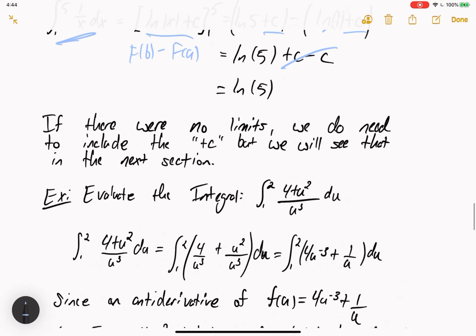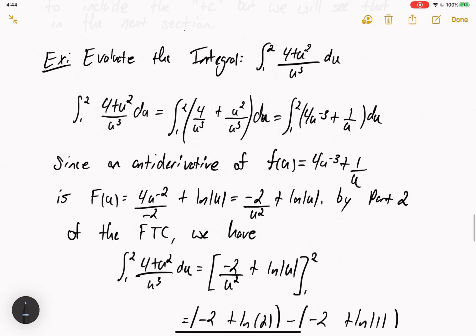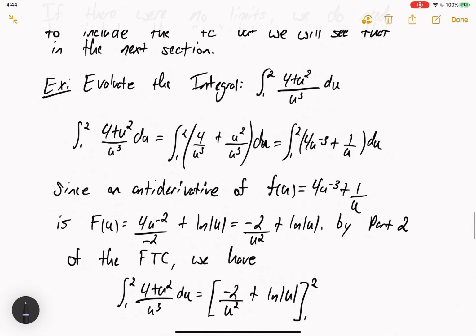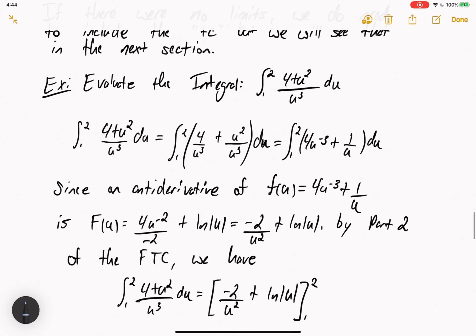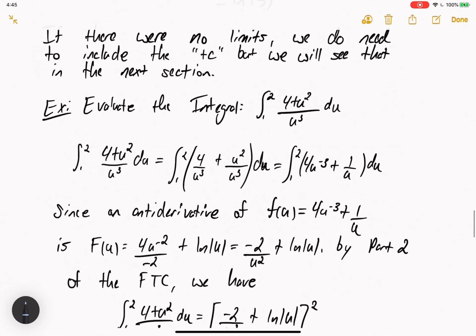But let's use that fundamental theorem of calculus part 2 again to evaluate an integral. Let's evaluate the integral from 1 to 2 of 4 plus u squared divided by u cubed du. And again, the u's don't matter. We're just trying to integrate with respect to some variable. So for the integrand, we're going to break up the fraction over its denominator, and get 4 over u cubed plus u squared divided by u cubed. All we did was simplify the inside.